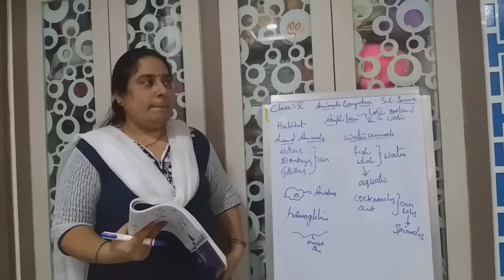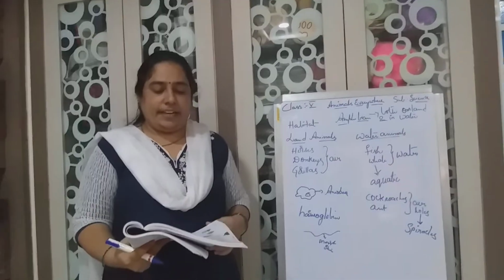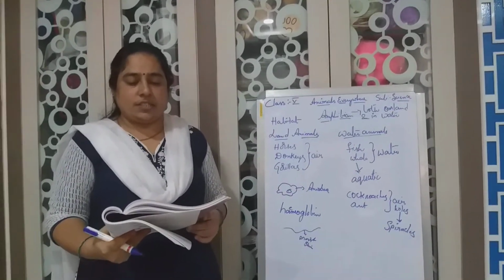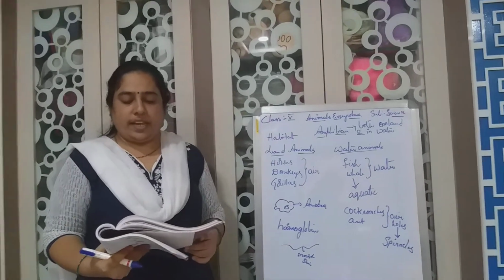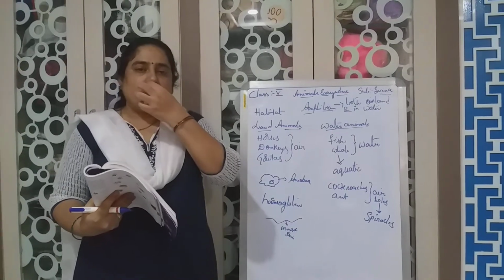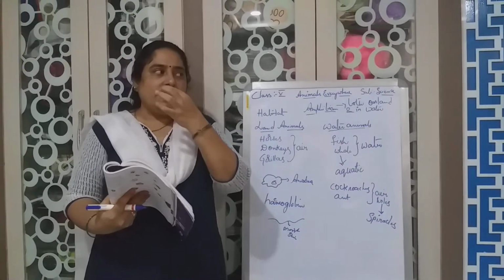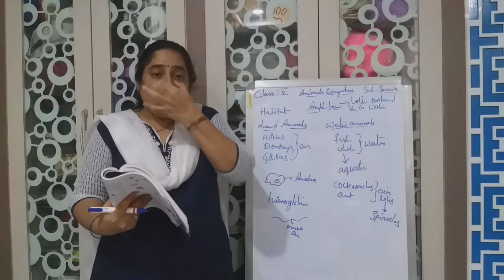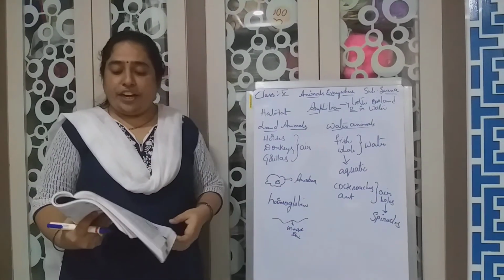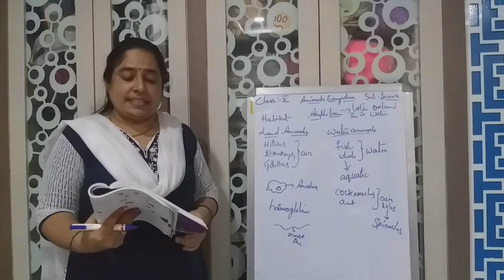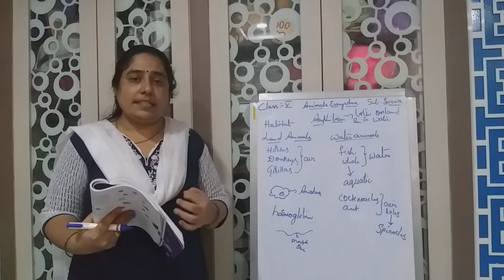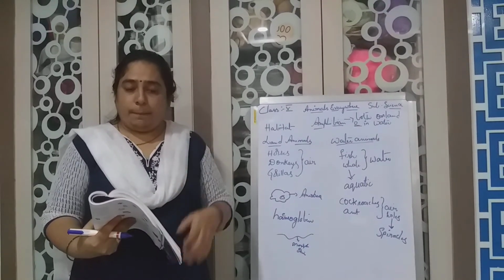Humans are mammals. We take in air through the nose. This air enters the lungs through the windpipe. So whatever we breathe through the nose enters through the windpipe. We have the windpipe here. And the lungs are richly supplied with blood vessels.